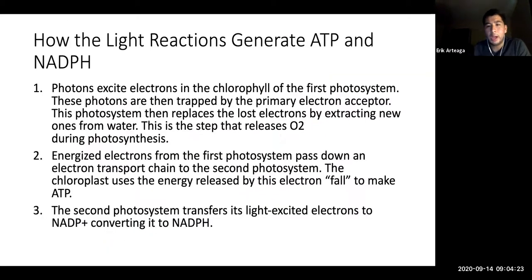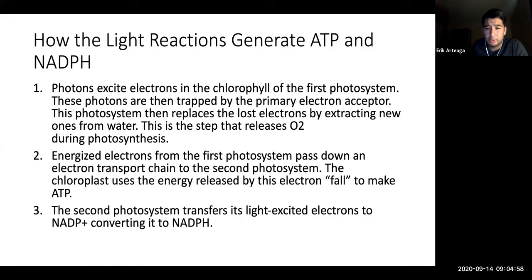So how light reactions generate, excuse me, ATP and NADPH. So photons excite electrons in the chlorophyll of the first photosystem. These electrons are then trapped by the primary electron acceptor. This photosystem then replaces the lost electrons by extracting new ones from water. Okay, this is why water is important for plants as well. In this step, that releases oxygen during photosynthesis, right? So this is where we get our atmospheric oxygen from.